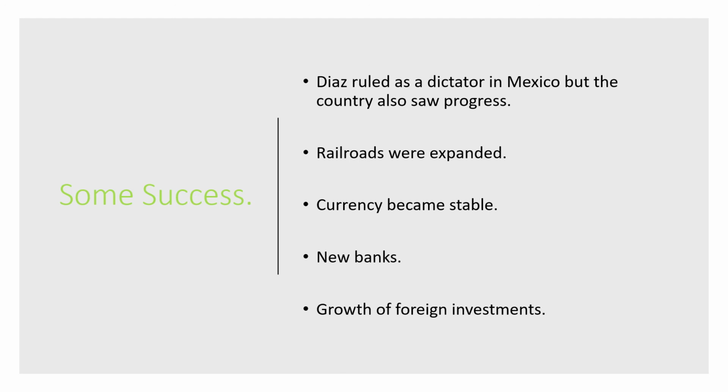Now, Diaz did rule as a dictator in Mexico, but the country also saw some progress as well. Some of the things were railroads were expanded, currency became stable, there were some new banks, and there was some growth in foreign investments as well.